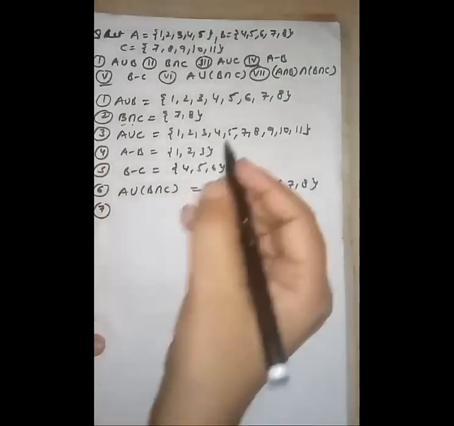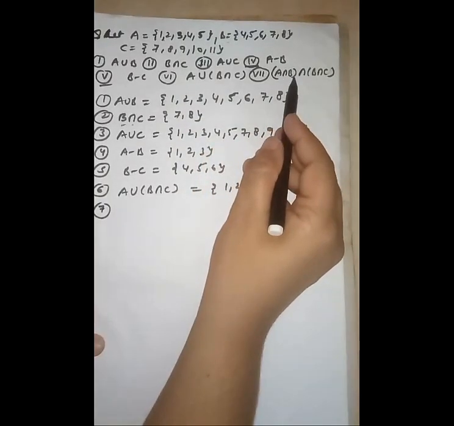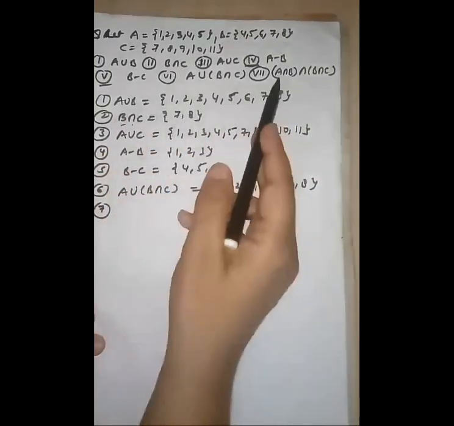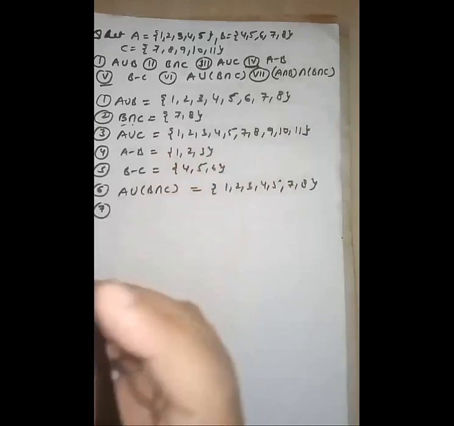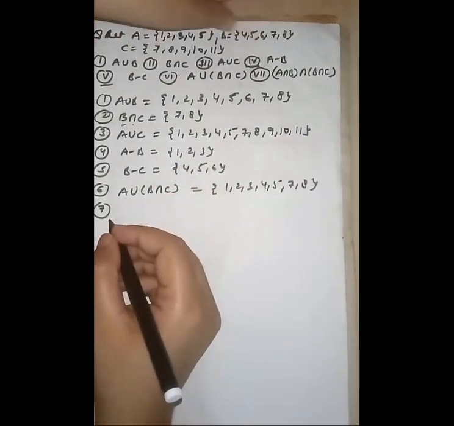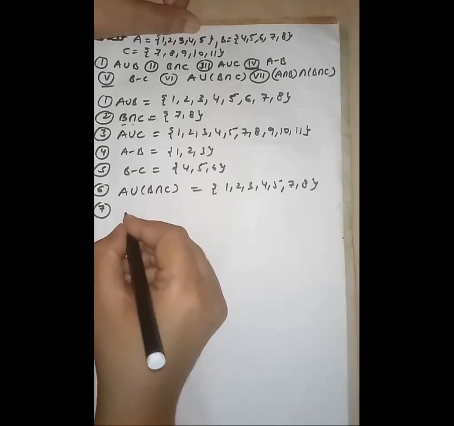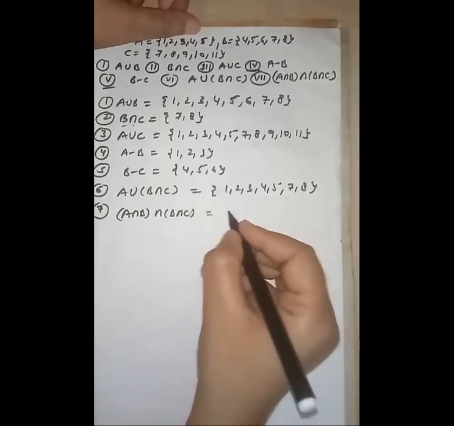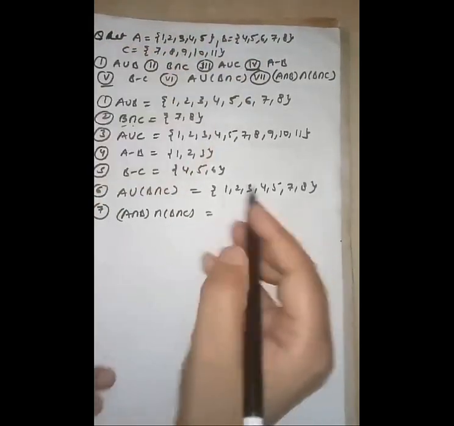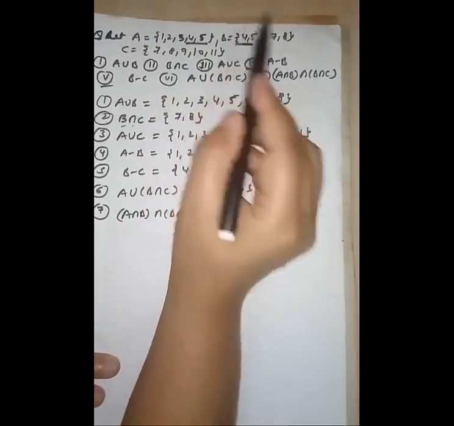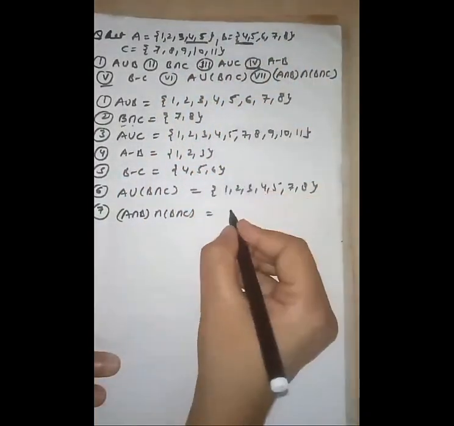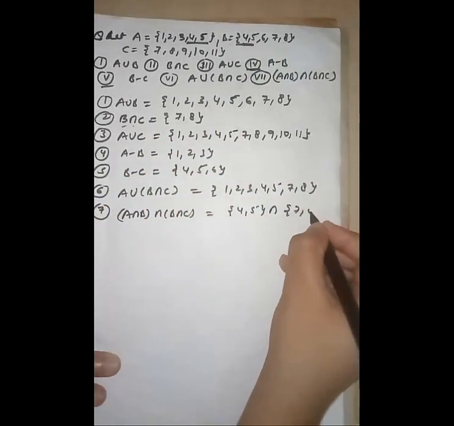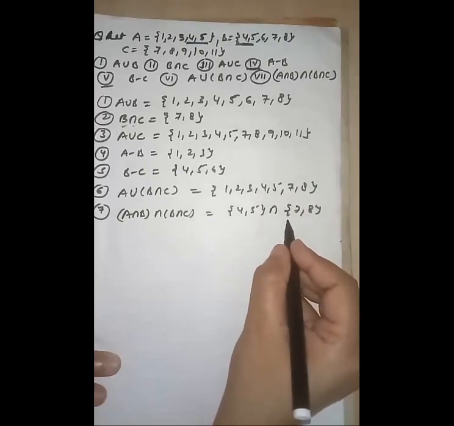Now next one is seventh one. A intersection of B intersection C. So B intersection C is this one, and A intersection B you can find firstly. Firstly you can write this one which you want to find. A intersection B comes. You watch here, here is only 4, 5. So you are taking the intersection. It means 4, 5. Now taking the intersection of B intersection C. It means 7, 8.